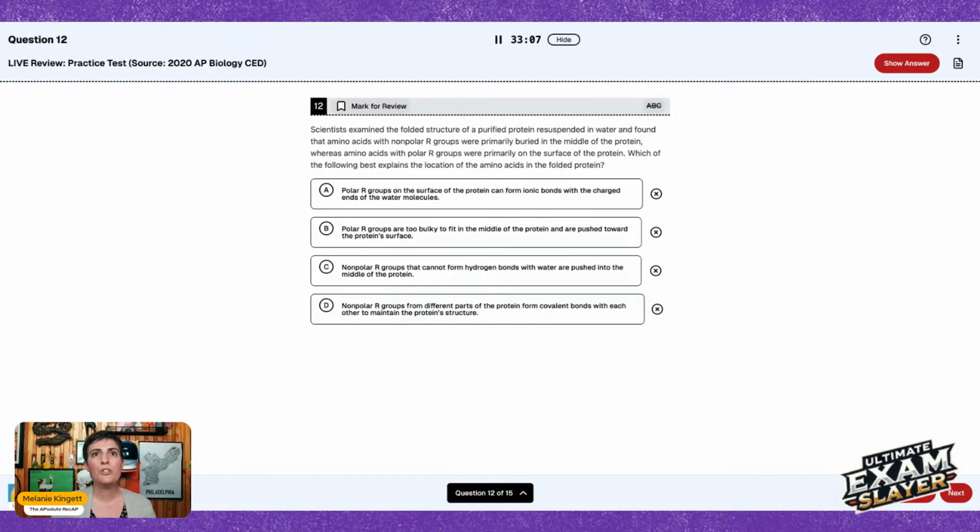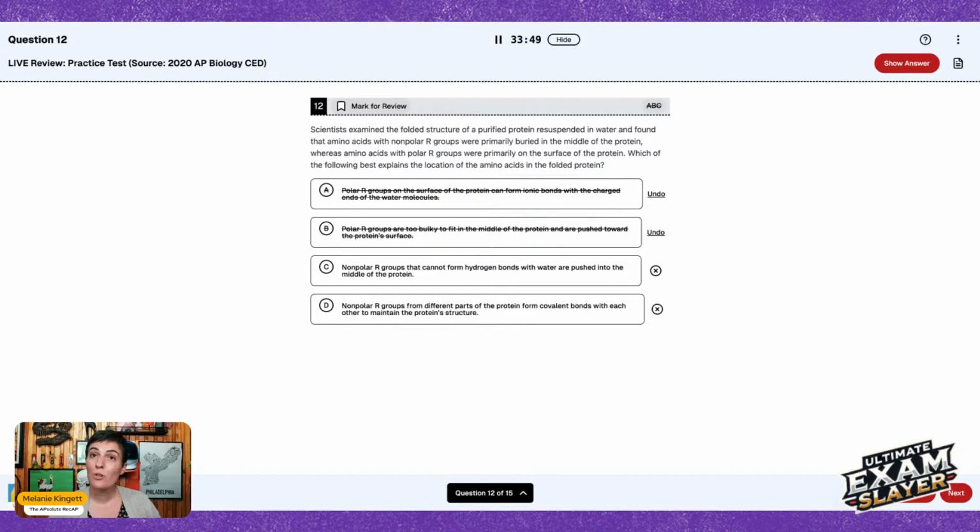So which of the following best explains the location of the amino acids in the folded protein? We're looking for something here that's going to really reference different components of how this is folding. So polar R groups or non-polar R groups and how they're going to be interacting. Polar R groups on the surface form ionic bonds with charge. That's going to be not possible because that has to be a transfer of an electron. So we're going to cross that out as a choice. Polar R groups are too bulky to fit in the middle of the protein, are pushed towards the protein surface. No, that doesn't make much sense either.